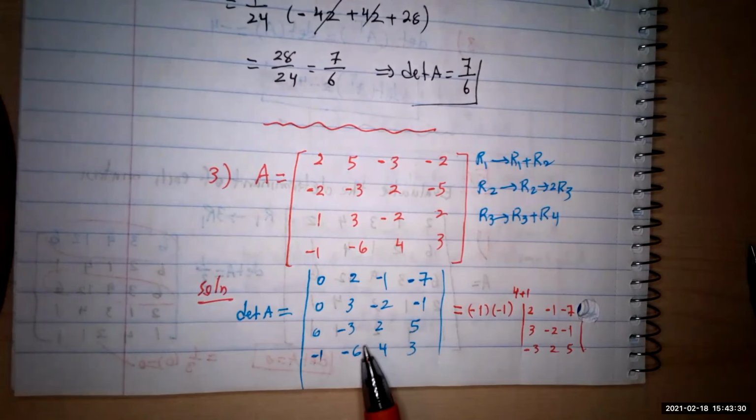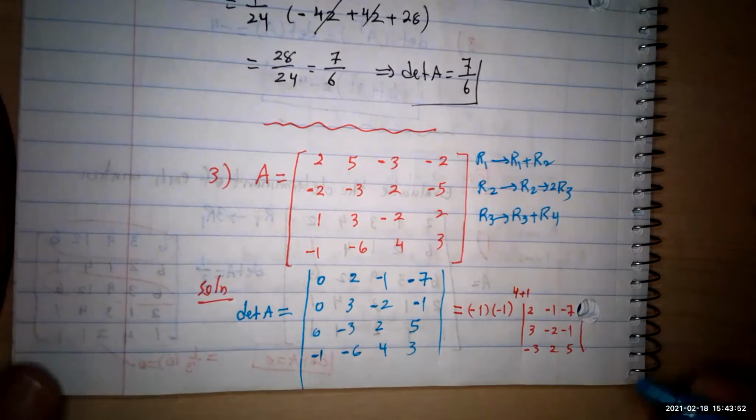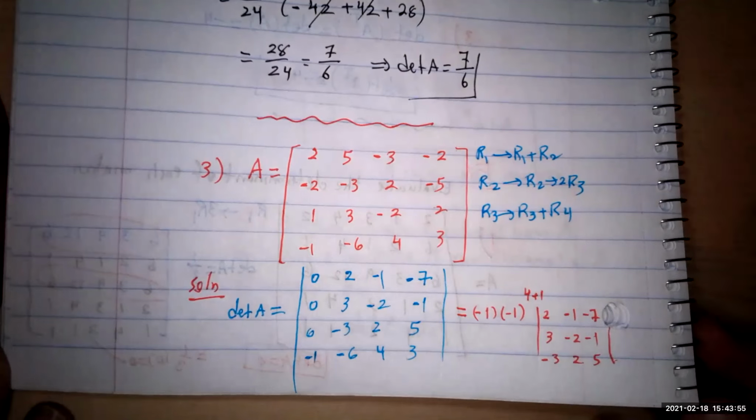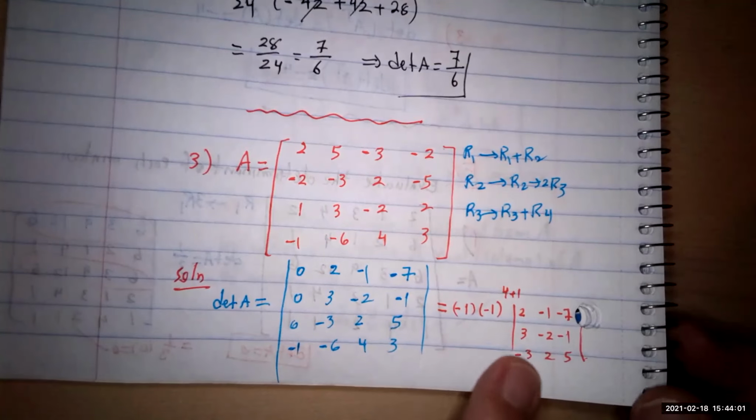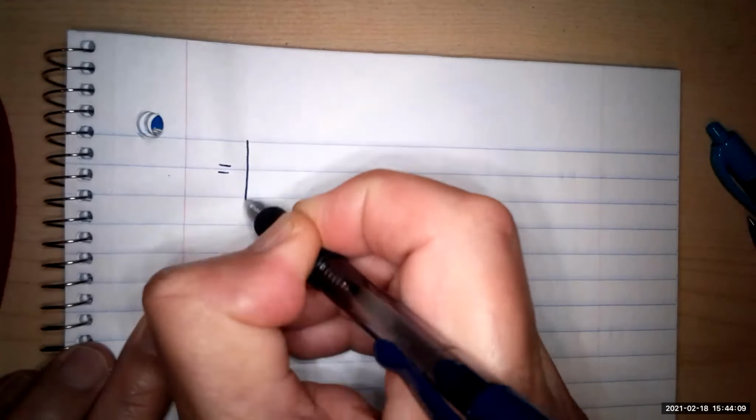To determine the sign, this -1 is just the entry, and the sign is always -1 to the i plus j. The i is the fourth row, the j is the first column. Now this would be 5, so -1 to the fifth is negative, and it would be positive overall. I'm going to go to the next page to continue. Okay, this is the one. These numbers would be positive because it's a negative and a negative. So I have to find the determinant of this matrix.